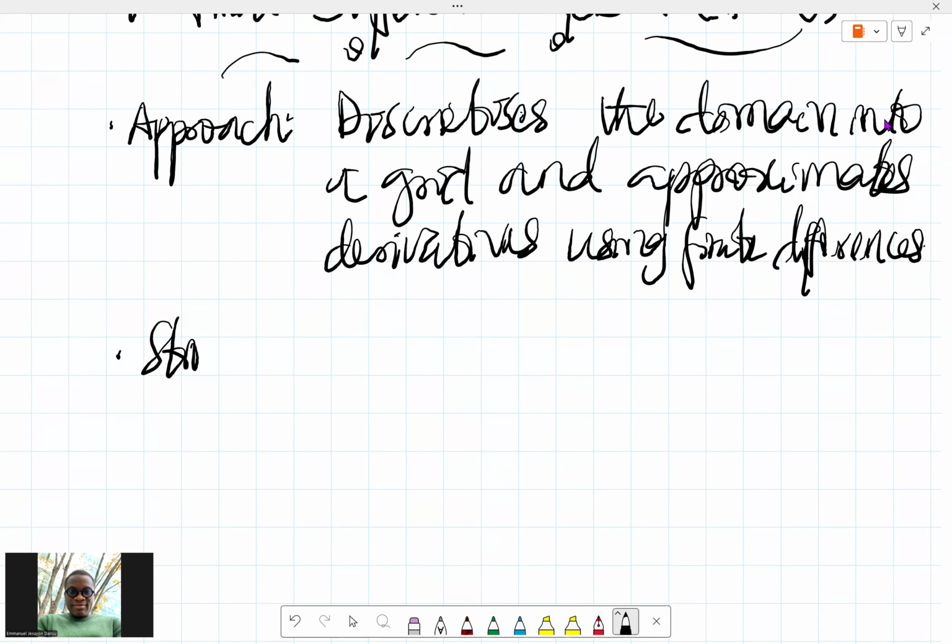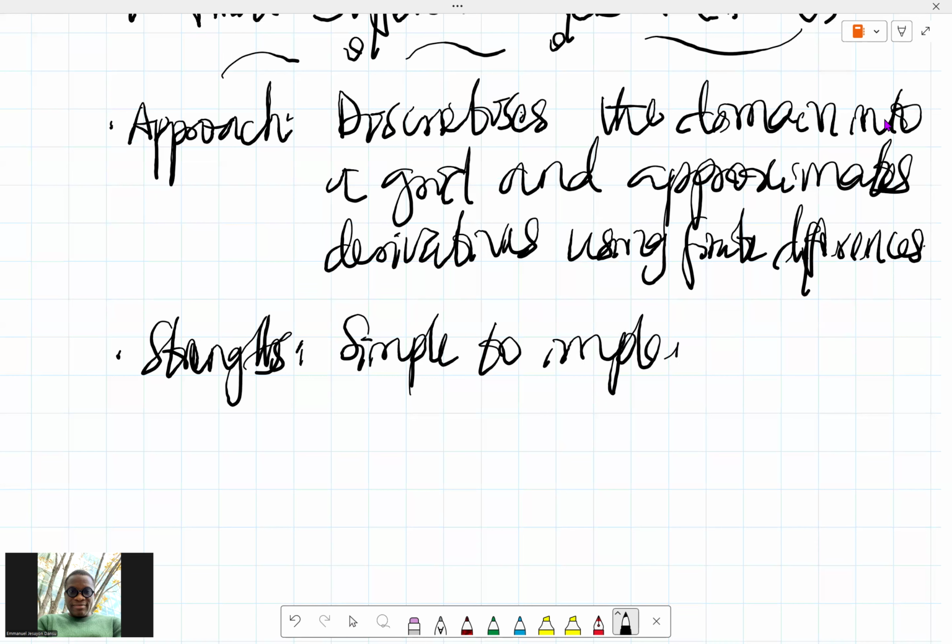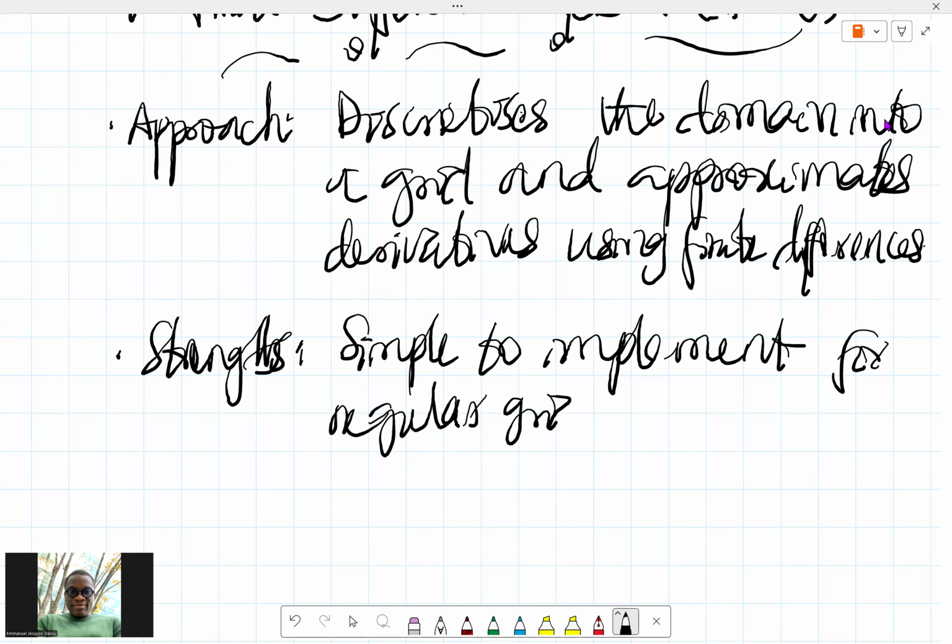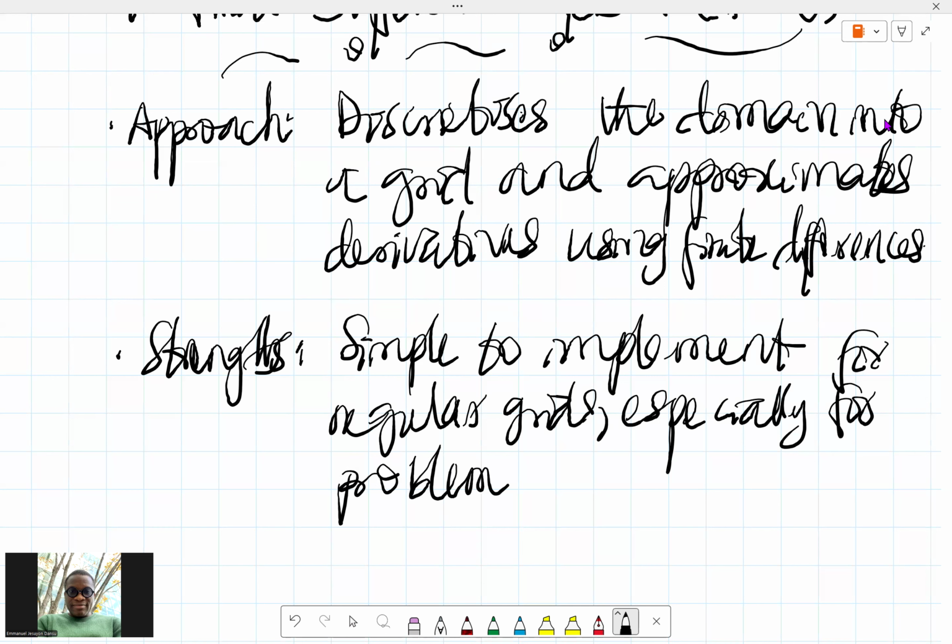Now, talking about the strengths. One big strength of FDM is that it is simple to implement for regular grids. So if the grids are regular, then it's simple to implement, especially for problems with uniform boundary conditions.